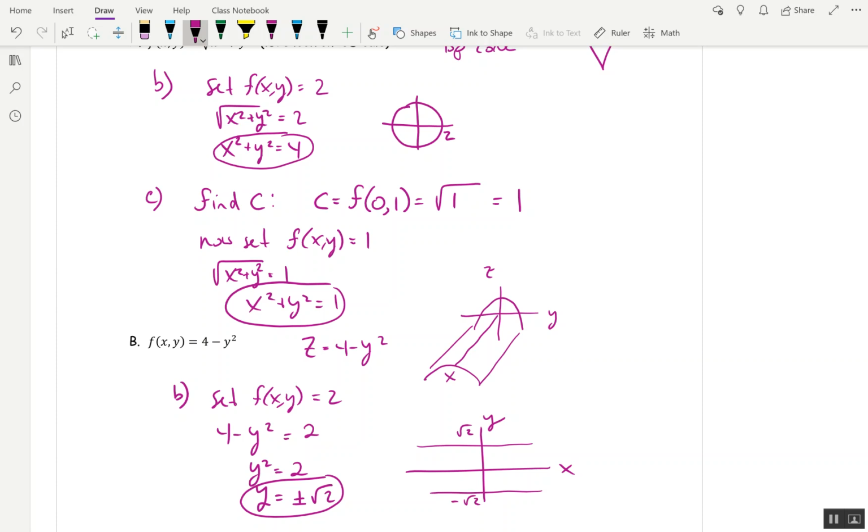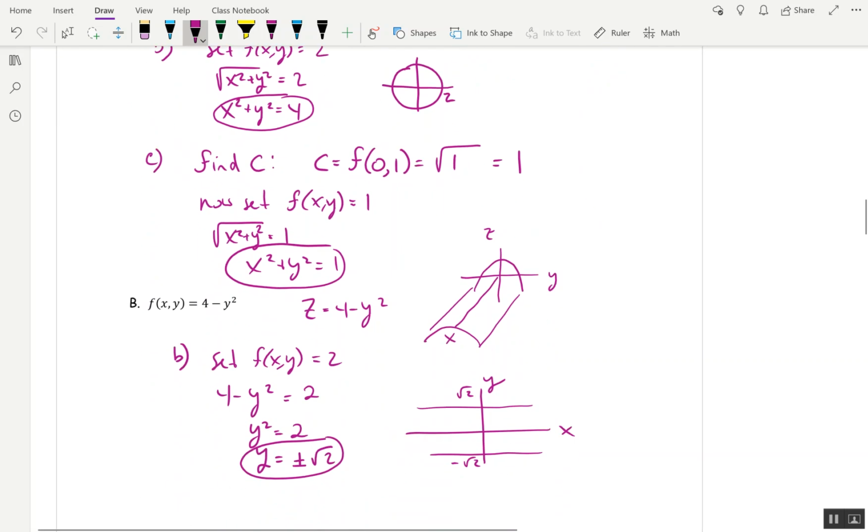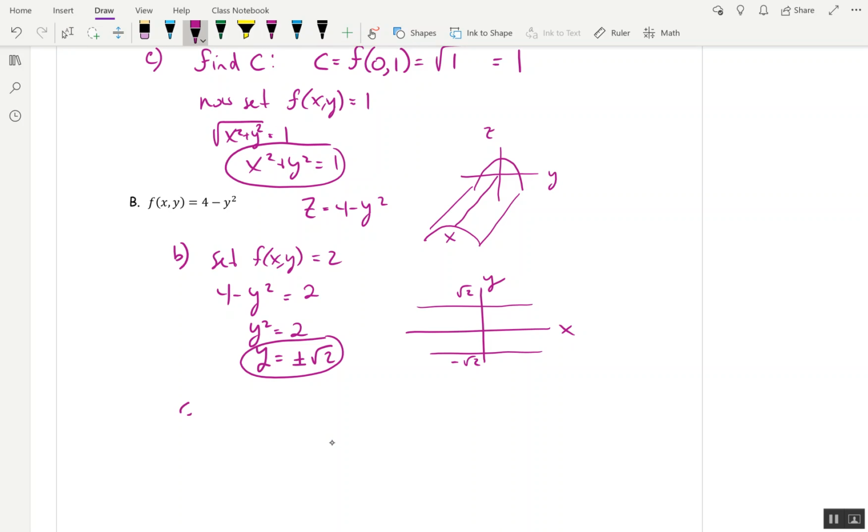Okay, and let's find another level curve. Find the equation of the level curve that passes through (0, 1). So for this one, first we need to find C. The way you do that is C is going to be f of (0, 1), which in this case is 4 minus 1, which is 3.